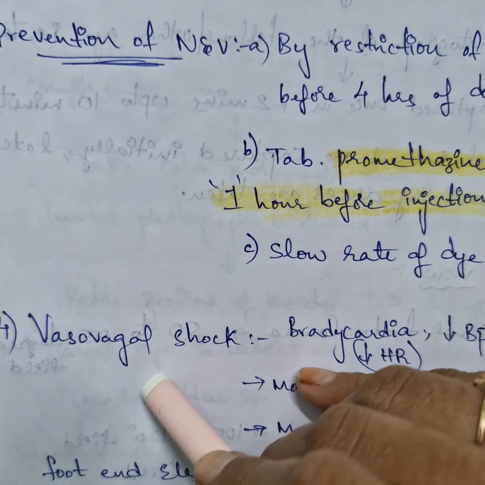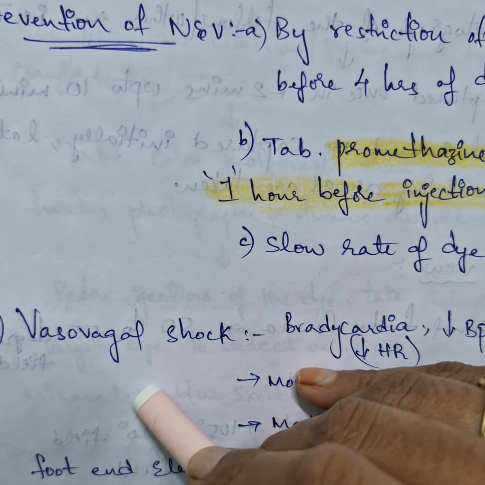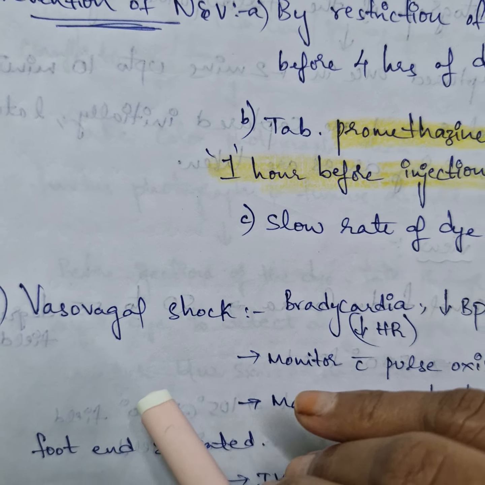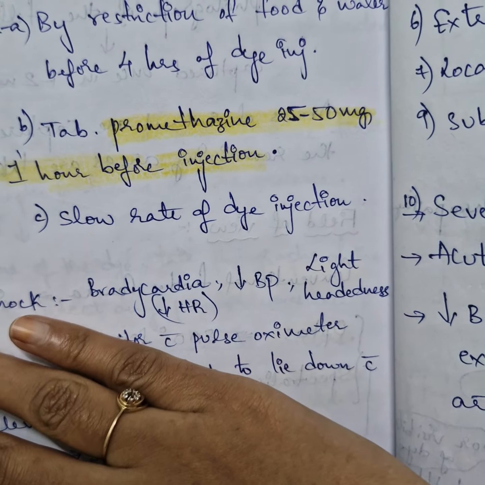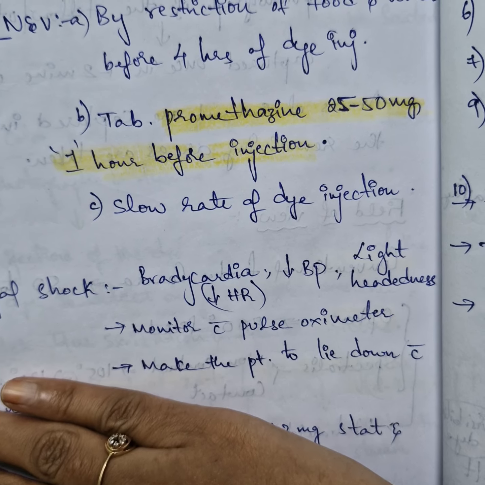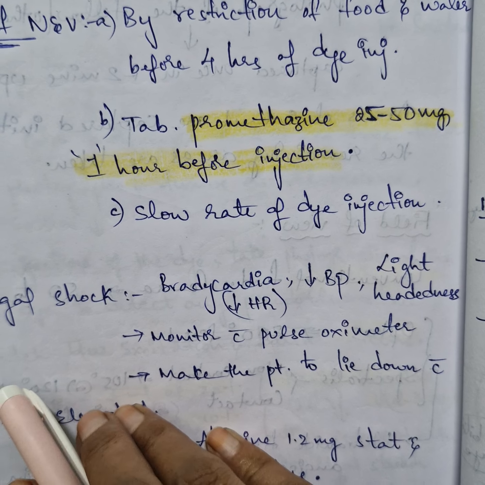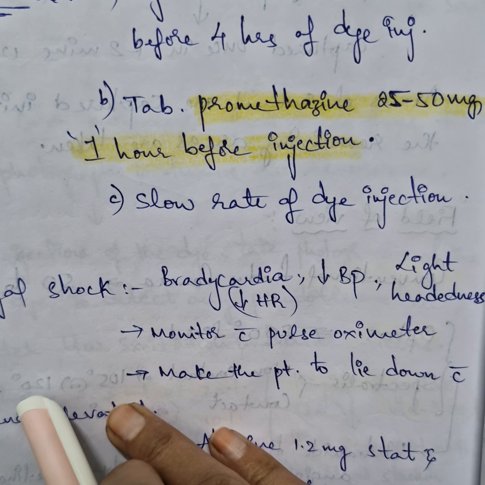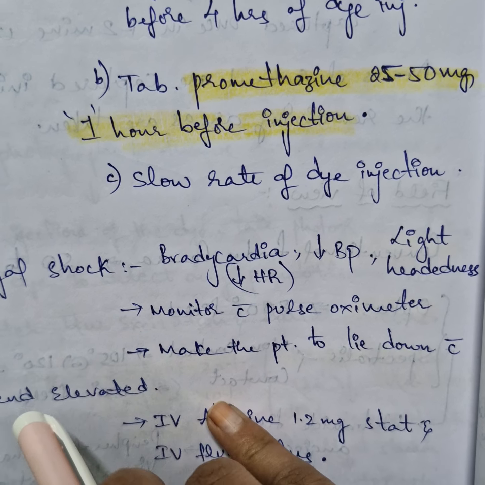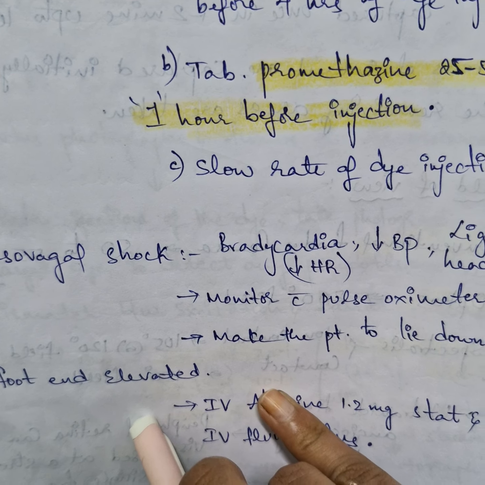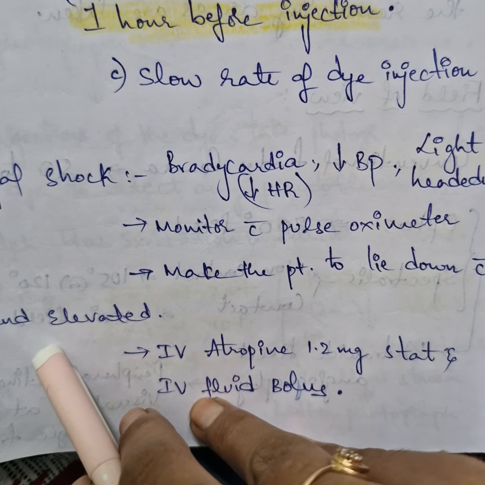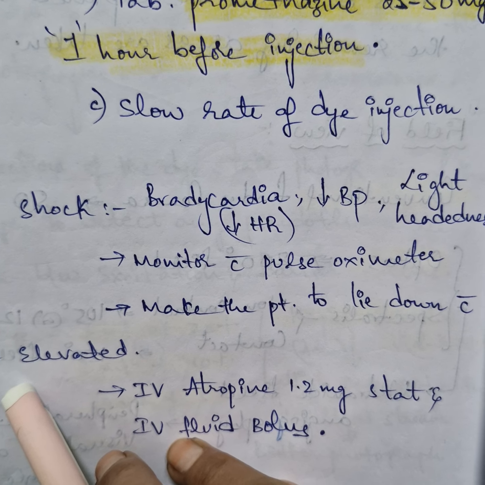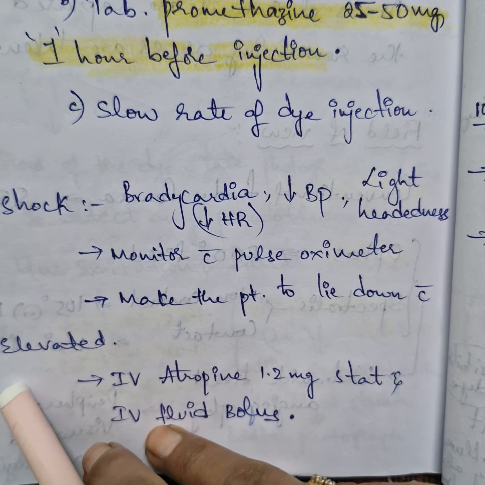Another side effect of the FFA can be vasovagal shock, which includes bradycardia, hypotension and lightheadedness. That's why we have to monitor heart rate and saturation with the help of a pulse oximeter, and make the patient lie down with the foot end elevated. And in severe cases we can give IV atropine 1.2 mg stat and an IV fluid bolus.